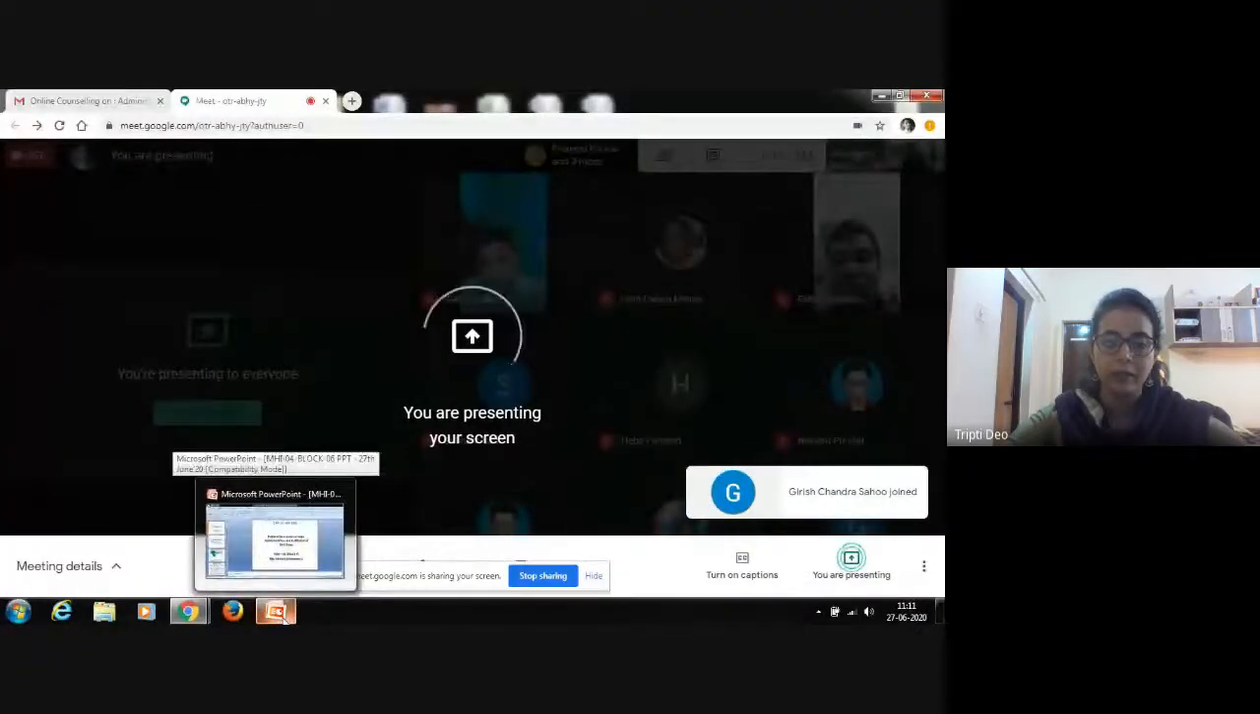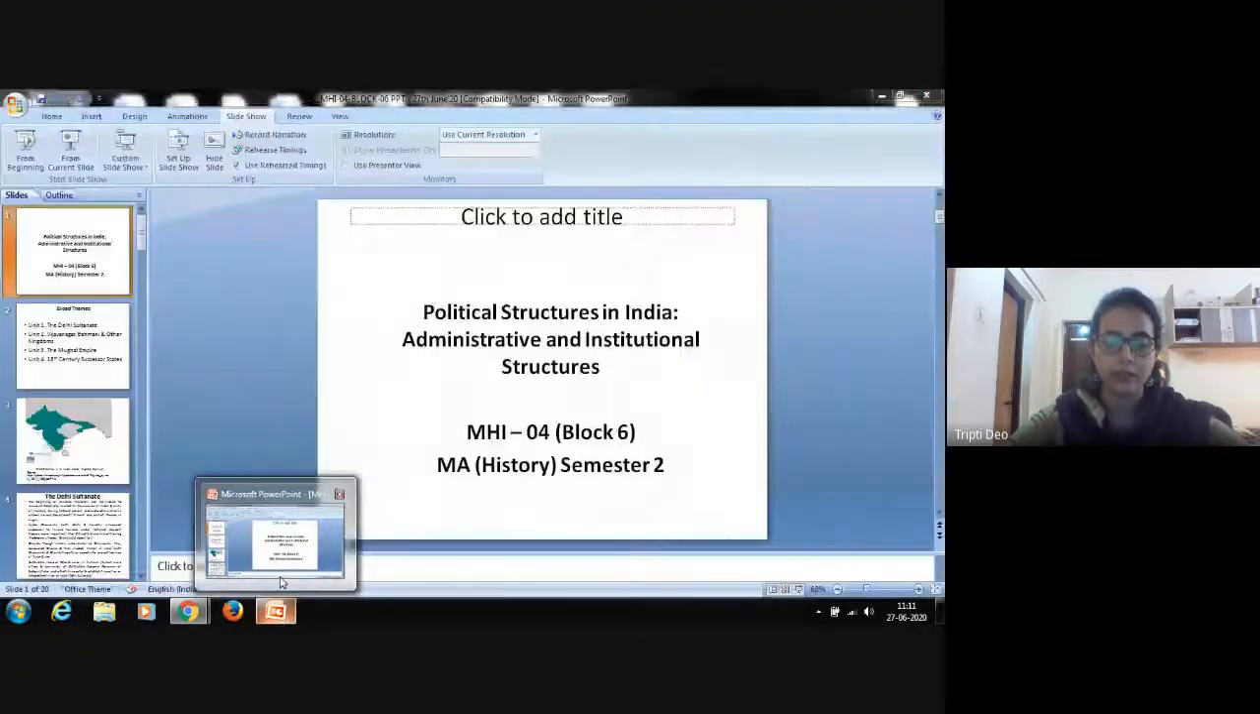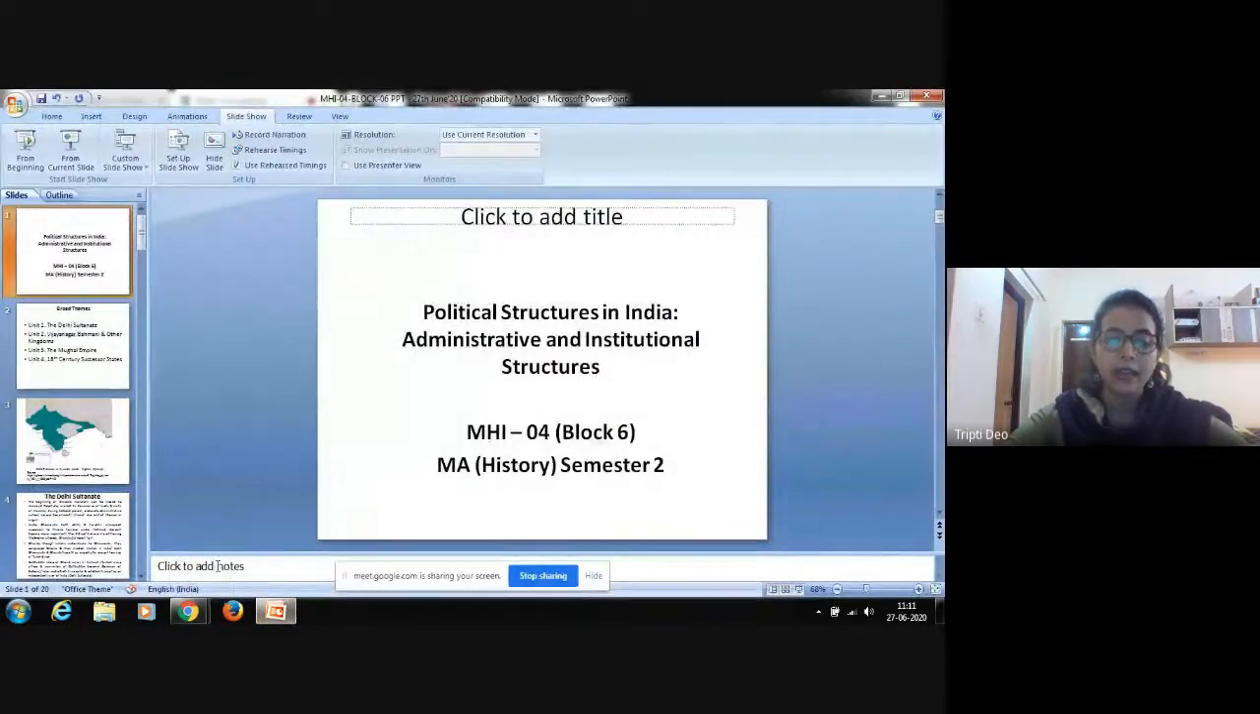Yesterday we were looking at the administrative and institutional structures before the medieval period, from the earliest time to the early medieval period. Today I will be looking at political structures and administrative institutional structures in the medieval period per se. So we will be covering the period until about the 18th century.